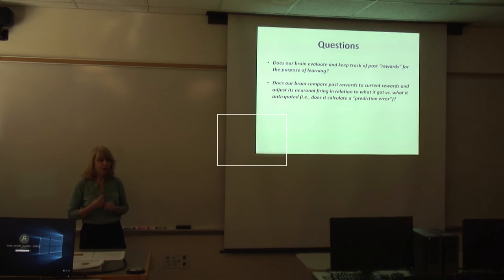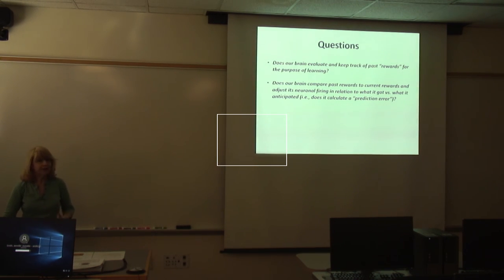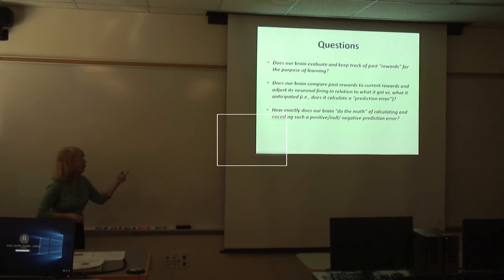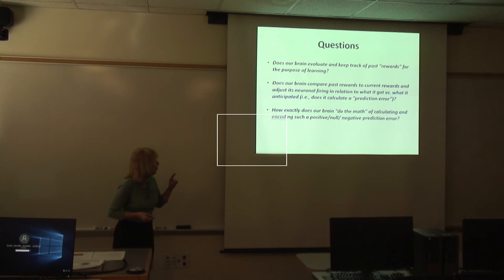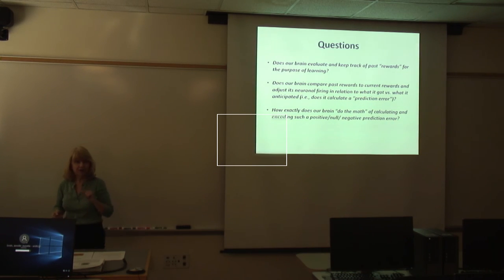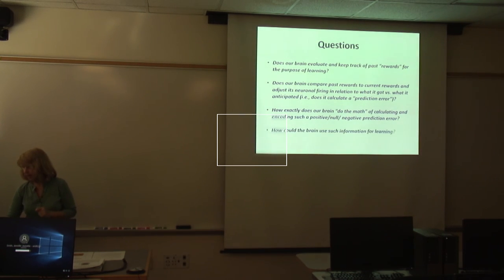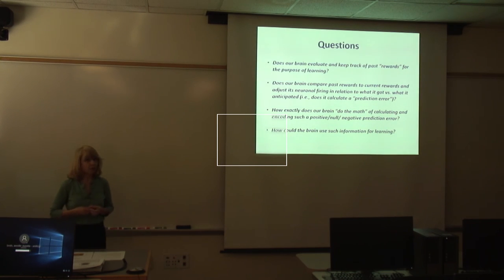Like maybe every Friday your mother sends you cookies, and so every Friday you expect cookies. And unless your mother changes her cookie recipe, eventually your brain becomes pretty used to the same cookie recipe. And there's an interesting phenomenon associated with that, when your brain is used to getting something over and over again. How exactly does our brain do the math of calculating and encoding such a positive, null, or negative prediction error? And how could the brain use such information for learning?